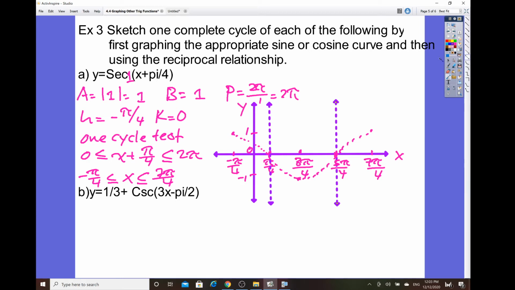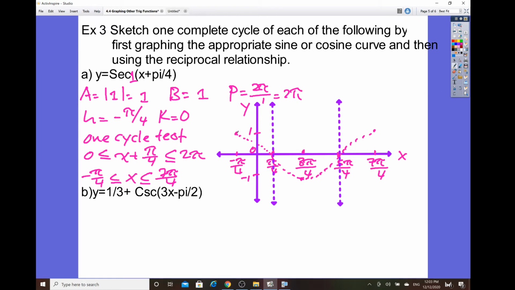For this secant graph, it's just a normal curve, so there's no stretching, no shrinking for the parabola. Basically we can just make the parabola. This one is halfway through, and this one down here, just like a normal parabola, no stretching, no shrinking. And this one too. Okay, so that's the one for secant of x plus pi over 4.